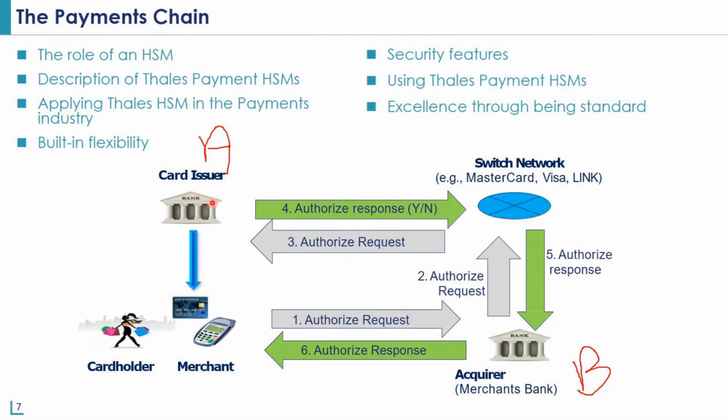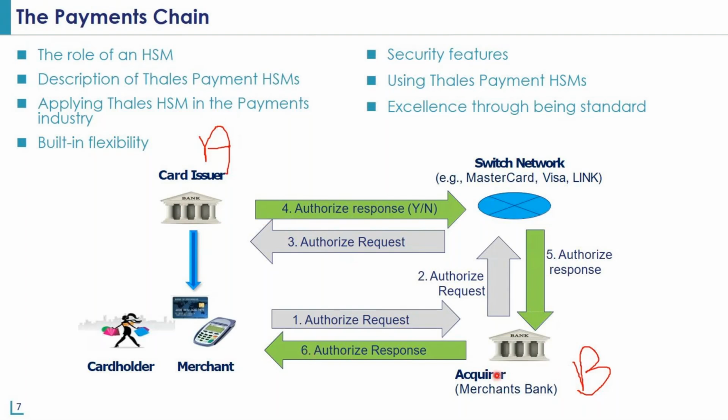So the response also follows the same structure, the same flow. The response from the issuer bank will first be sent to the switch network. The switch network will forward the response to the merchant's bank, which we call the acquirer, and then the merchant's bank will forward the response to the merchant location, the point of sale location. So this complete process hardly takes a couple of seconds, but there are multiple entities in between.